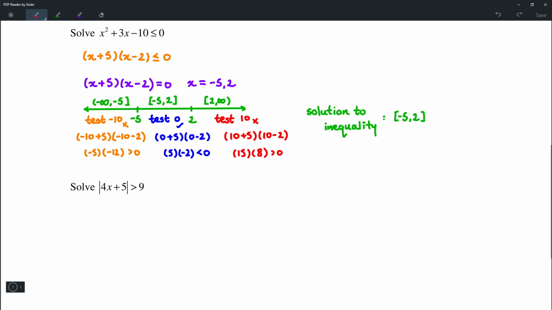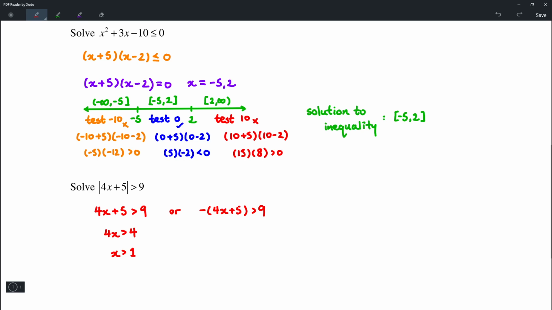All right, so we know that the absolute value of 4x plus 5 is greater than 9 means that either 4x plus 5 is greater than 9, or that negative (4x plus 5) is greater than 9. So here we can solve the left-hand side first. We have 4x is greater than 4, which means x is greater than 1.